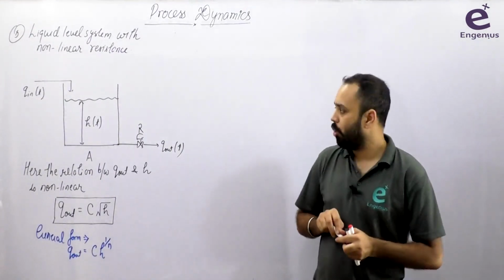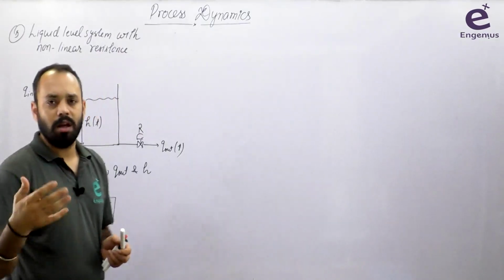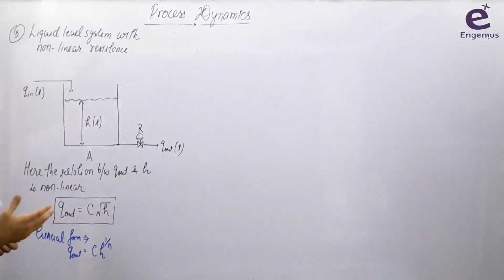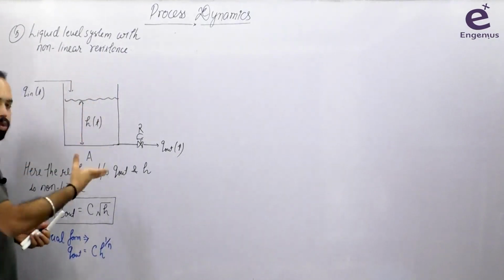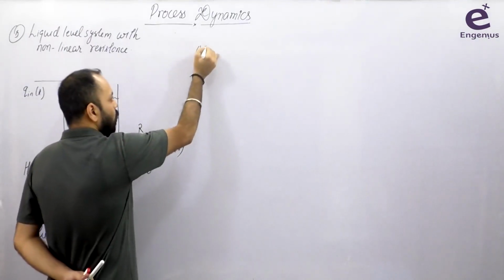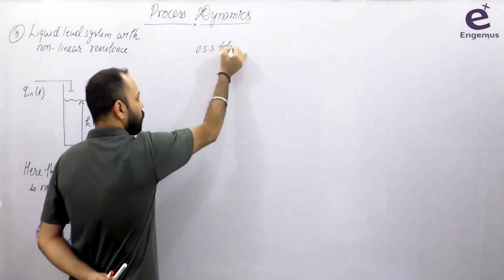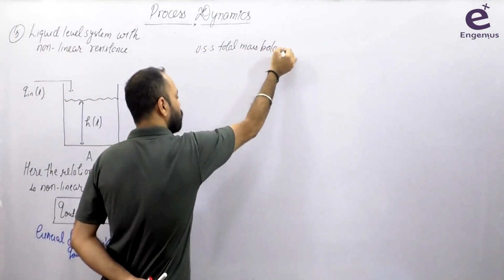What is your job? Your job is to write the unsteady state balance. Now what is changing here? Total mass, component mass, temperature, momentum, what is changing here? Velocity, what is changing? You are going to say that the mass is changing, and that too the total mass. So I will write the unsteady state total mass balance. Okay?